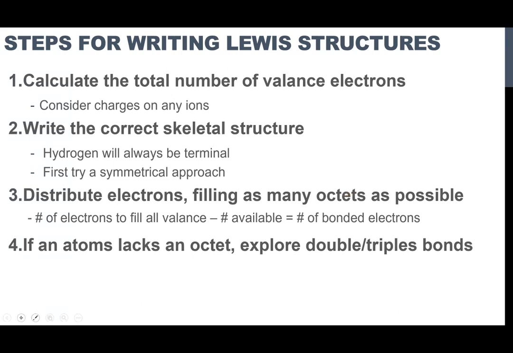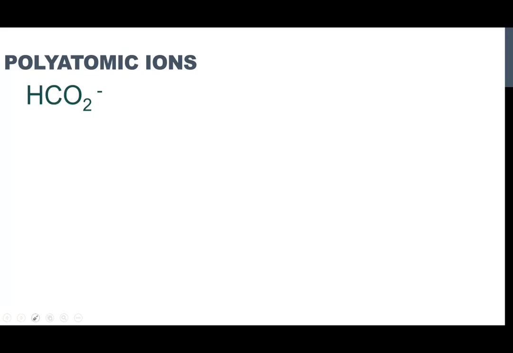So let's go back to that example and see how this predicts things for us. Okay, so we've got the number to fill all valence minus number available equals number bonded.